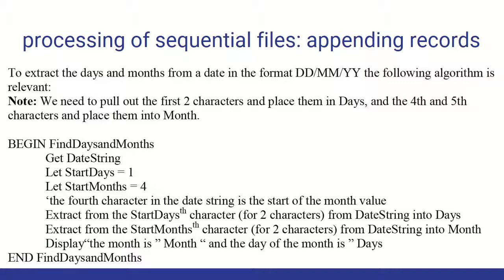Now, this was in the 2018 HSC exam, so it's a valid point to make. To extract data from the dates and months from the format day/month/year, once again, the program recognises 6 numbers. It knows what each number is supposed to do, so you can pull them out. We need to pull out the first 2 characters and place them in the days column, and the 4th and 5th character to place them in the month column. 1, 2, 3, 4, 5, 6.